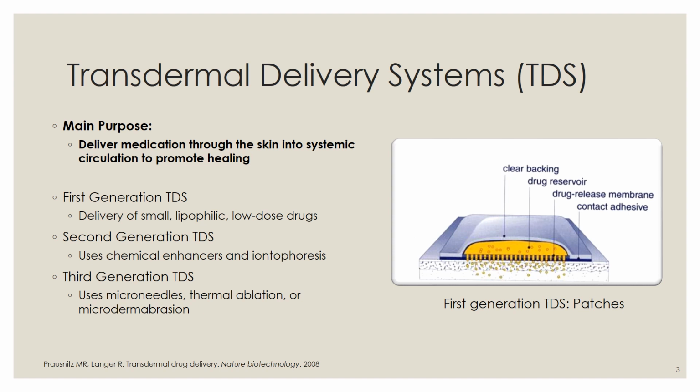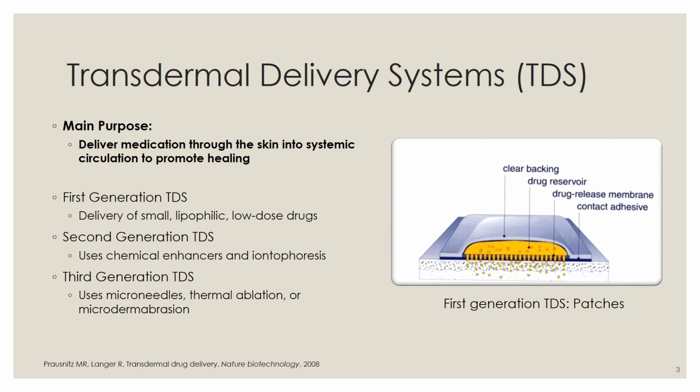So first of all, to give you an overview of the transdermal delivery system, transdermal drug delivery systems, or TDS, provide a way to deliver medication through the skin into systemic circulation in order to promote healing. They're often used as an alternative to oral drug delivery. TDS is currently separated into 3 generations, and they're listed on the left side for you guys. The first generation TDS often delivers small lipophilic and low-dose drugs into systemic circulation. The most common first generation TDS is a patch.